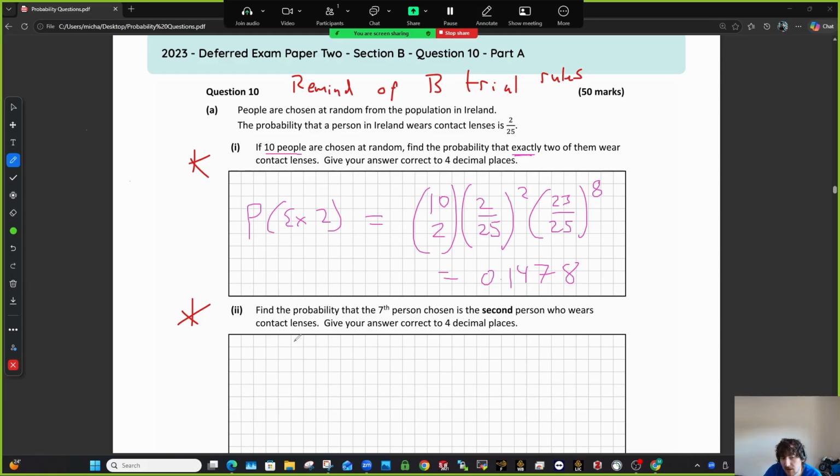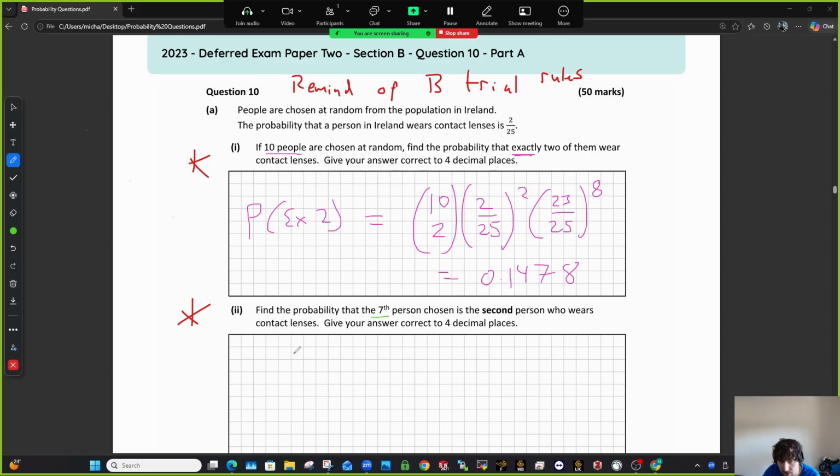So this is like the example with an archer, that he gets his 2nd score on his 7th attempt. So what this really means, people, is that in 6 people, we've only had 1 of them who's got a contact lens. And then comes the 7th person, they will have a contact lens. So that's what you've got to understand. To do a question like this, you've got to work out what's happened before the 7th person. So if the 7th person is to be the 2nd one who wears contact lenses, that means in 6 people, you've only had 1 person who wears contact lenses.